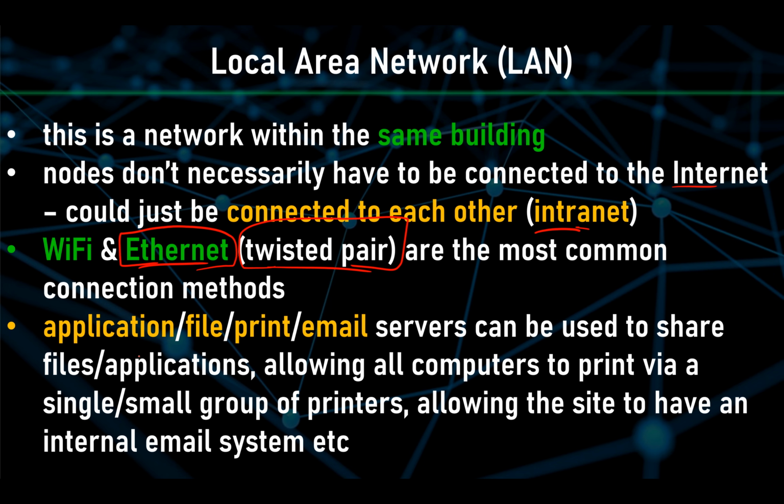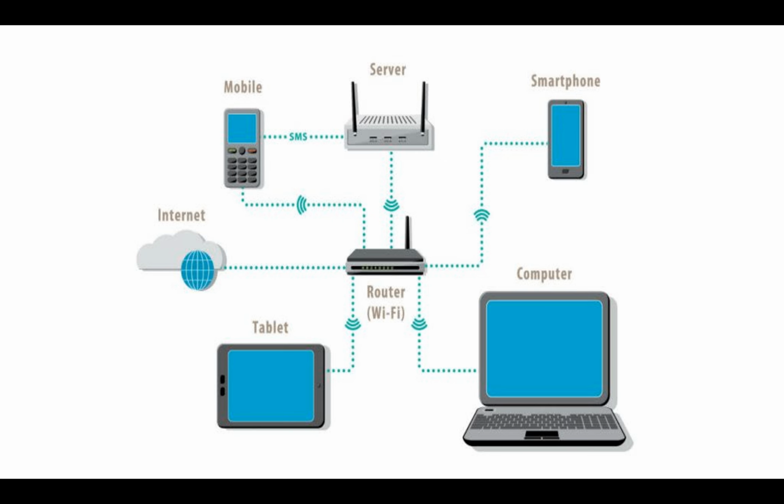So on a LAN, you can also have different servers, like an application, file, print, or email servers. They can be used to share files, applications, etc. And as mentioned, allowing the site to have an internal email system. To be honest, if you're thinking of one classroom, you're probably not going to want an email system. If you have a small business, maybe you would. Although for an internal email system, you'd probably be looking at a WAN, something bigger than just a LAN.